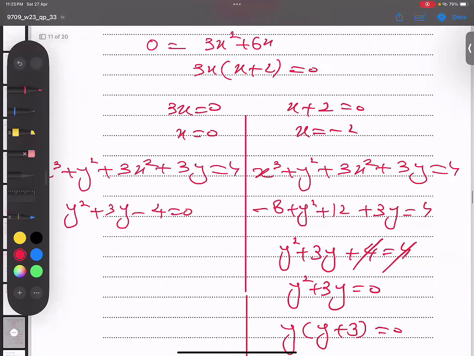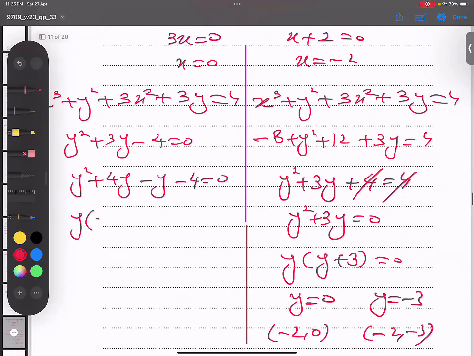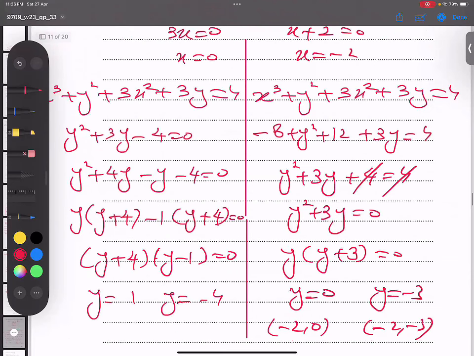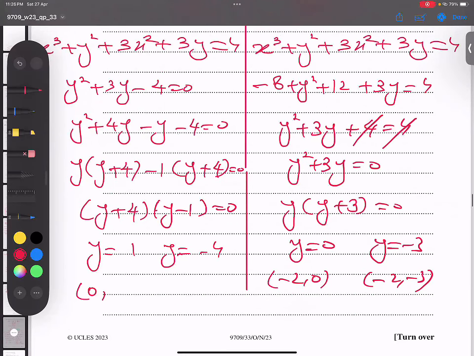Now, same story, I can work here. 4 ones are 4. Yes, I can factorize, with negative 1 common, and a lot of algebra you can observe here. I get (y plus 4)(y minus 1) equals 0. I got two answers, 1 and negative 4. So I got x 0, y 1, and x 0, y negative 4. So students, I believe you got the point clear.